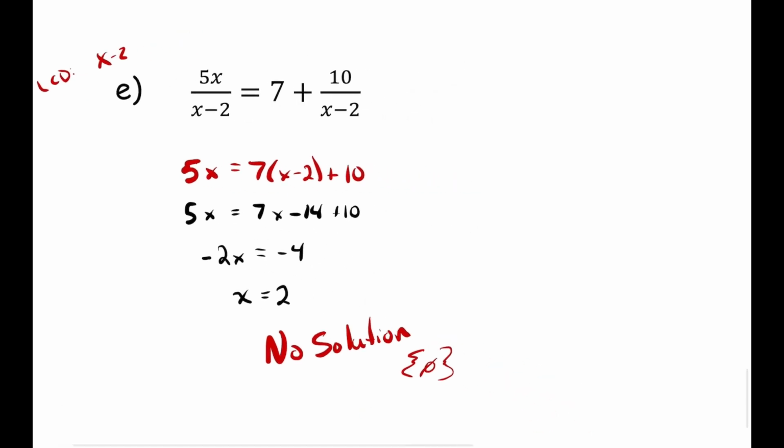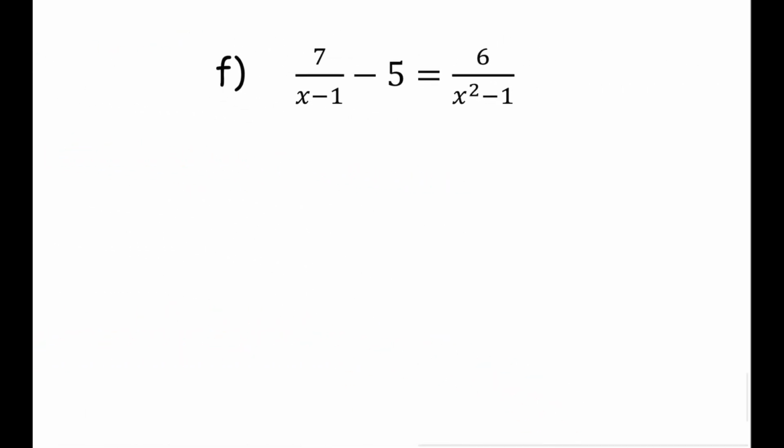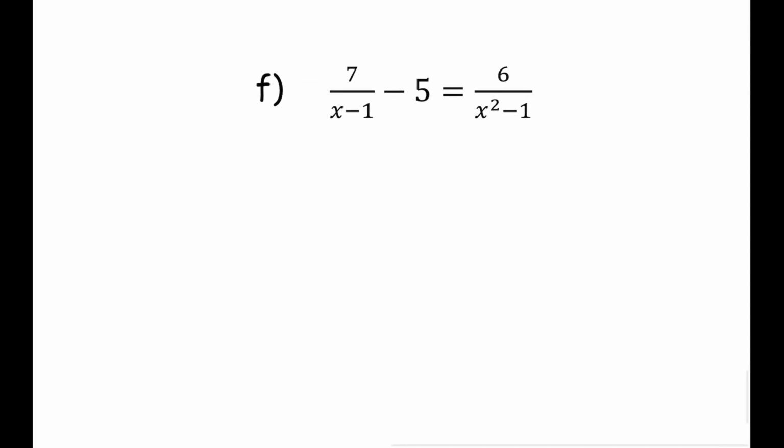Okay, all right, we got one final example. I'm trying to move through this quickly for you guys, give you as many looks at this as I can, but not waste your time. So, looking for what is going to be our least common denominator. But wait a second, there's stuff to factor in that denominator. So we're going to go ahead and factor it. We know how to do this. 7 over x minus 1 minus 5 equals 6 over, hey, difference of squares, x plus 1, x minus 1.